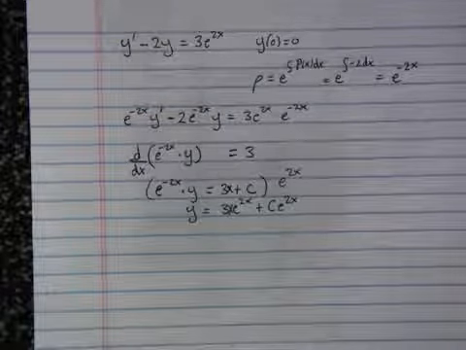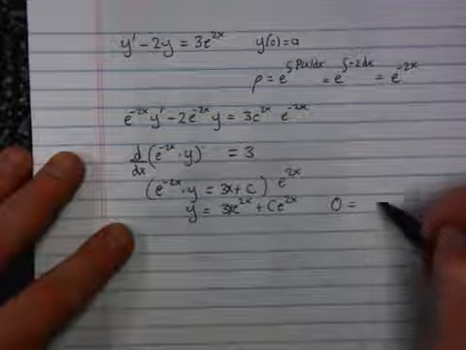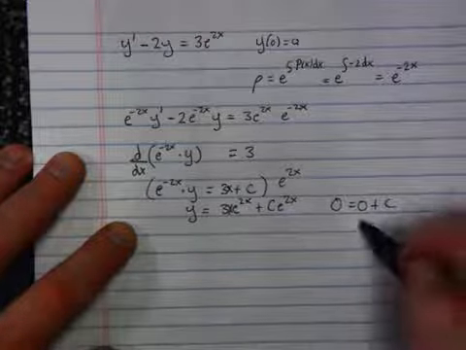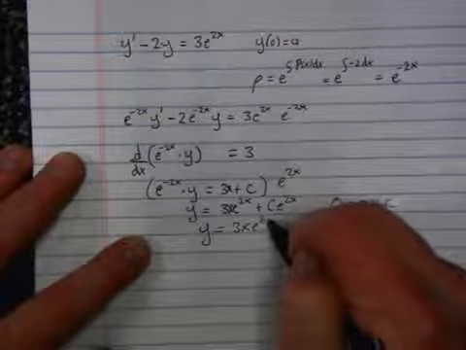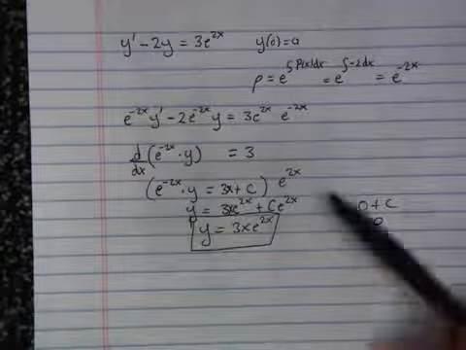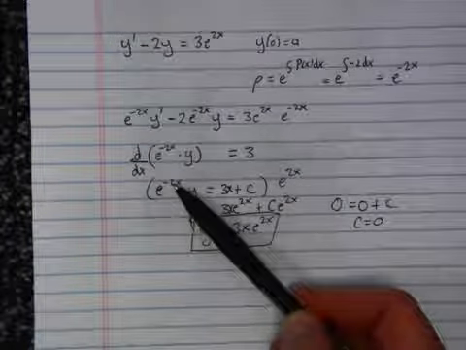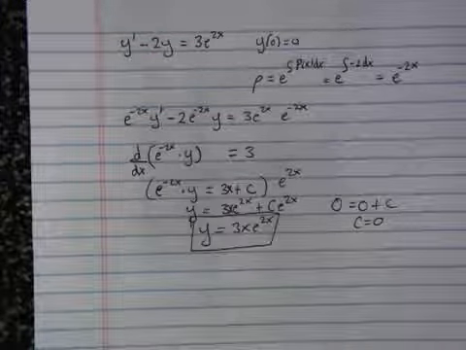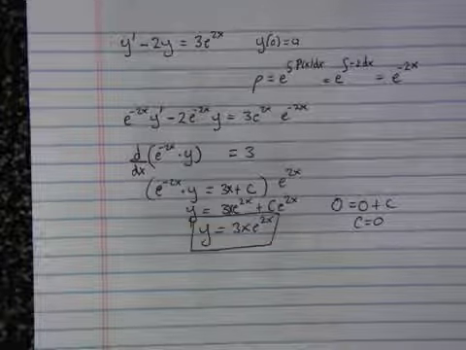Very last step, plug the initial condition in. 0 equals 0 plus c. c is 0. Final answer, y equals 3x e to the 2x. Multiply by e to the 2x or e to the negative 2x? I multiplied by e to the positive 2x because e to the positive 2x times e to the negative 2x, I would add my exponents. They would add up to 0, which would be 1. Other questions?